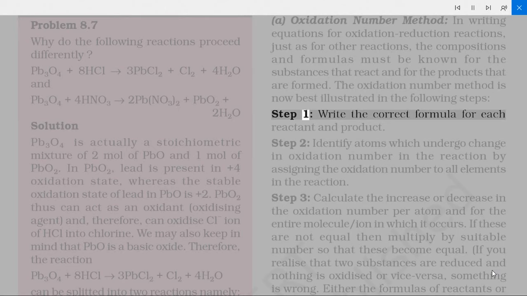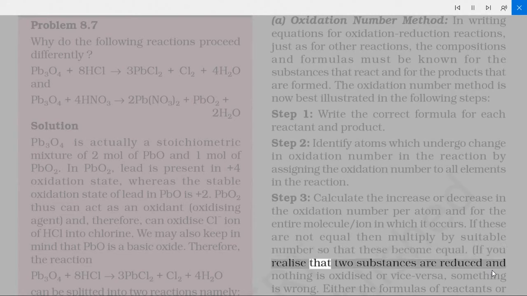Step 1. Write the correct formula for each reactant and product. Step 2. Identify atoms which undergo change in oxidation number in the reaction by assigning the oxidation number to all elements in the reaction. Step 3. Calculate the increase or decrease in the oxidation number per atom and for the entire molecule or ion in which it occurs. If these are not equal, then multiply by suitable numbers so that these become equal.